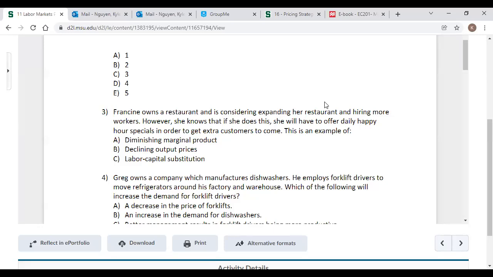It says that if you want to produce more, in this case, if you want more people to come into your restaurant, you're going to need to lower the prices in order to attract more customers. And so the answer for this would be B. I'll also explain what C is. Are there any questions about B? Okay.